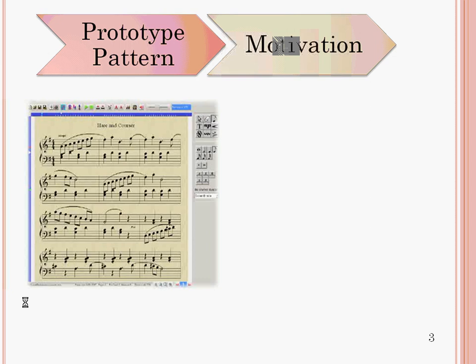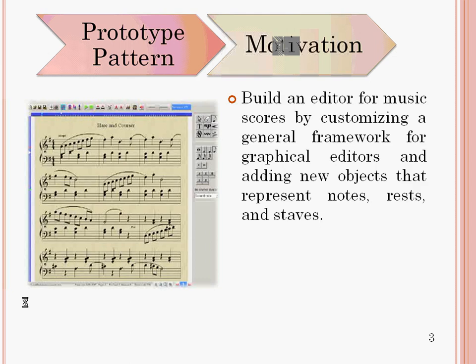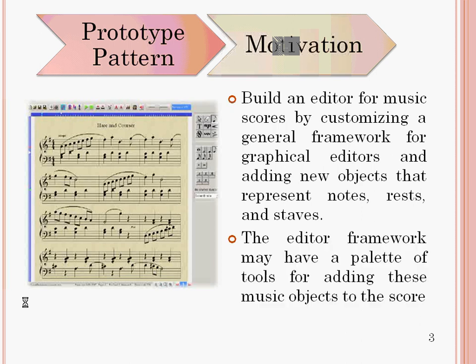And Ravi is very happy. There are some notes which are represented as icons. A general graphic editor framework has been taken, and it is supposed to be extended to add scores to the document and add notes to the scores. So the problem statement: build an editor for music scores by customizing a general framework for graphical editors, adding new objects that represent notes, staves, and so on.